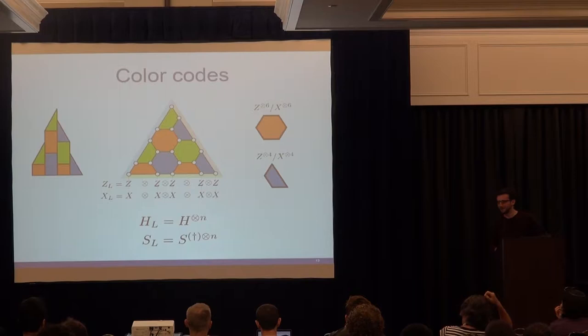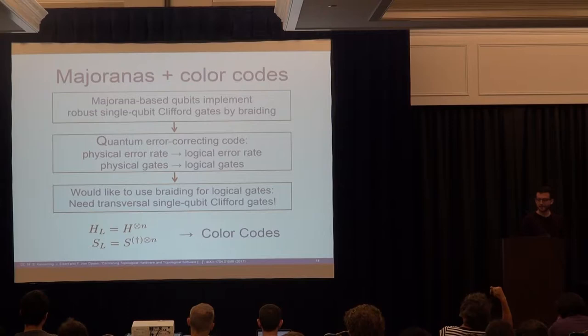So the special thing about color codes is that they have transversal Clifford gates. The logical Hadamard is just Hadamard on each physical qubit. The logical S gate is S gate on each physical qubit. Well, some of them you need to replace by S-dagger, but that's a minor detail. Now, let me give you an argument why Majoranas and color codes are a nice fit that oversells a bit, and then I'll tone it down, okay?